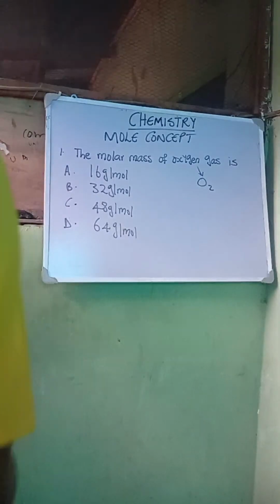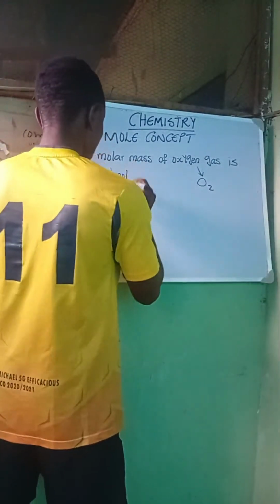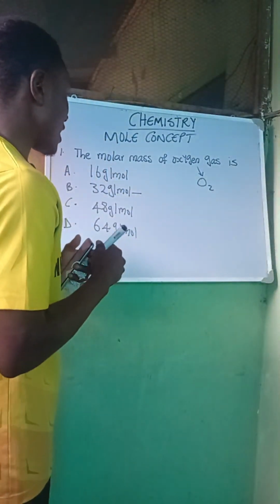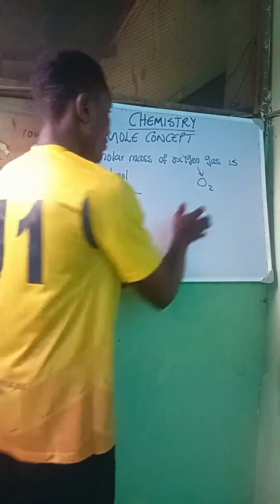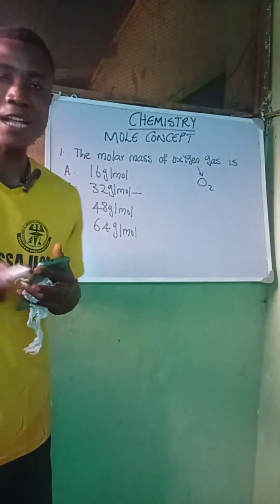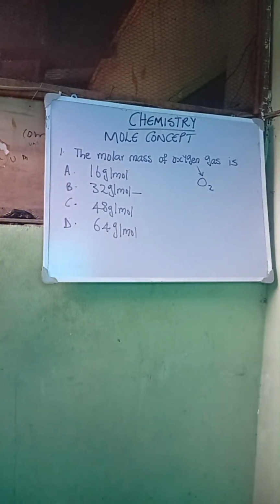So the molar mass of oxygen gas is 32. Now, this is how we get it. What is the atomic mass of oxygen? So let me show you how we get this.